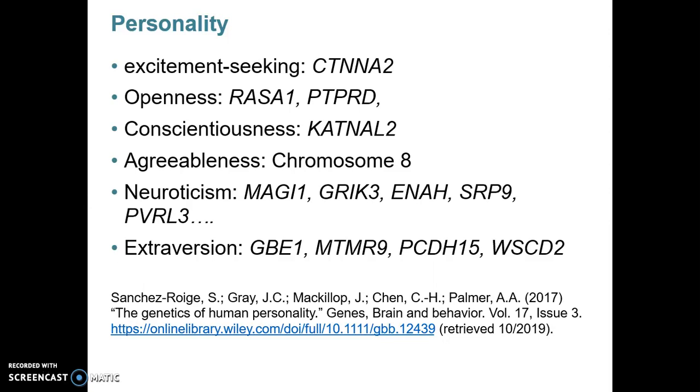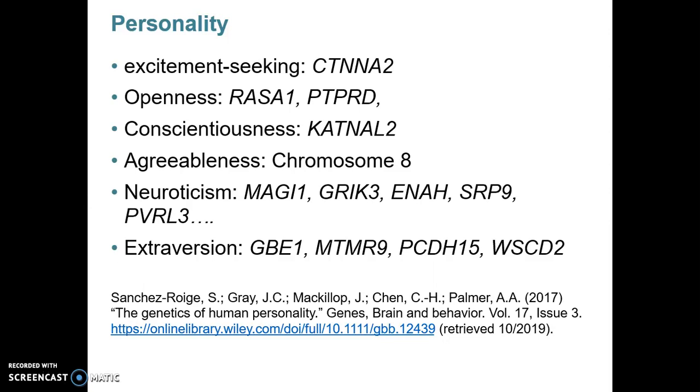Multiple genes work together to shape one characteristic. They may have other effects as well, and of course environment plays a role in determining a person's personality. These are just a few of the genes and the proteins that are associated with a few personality traits.